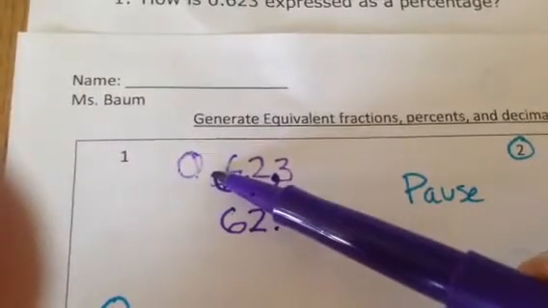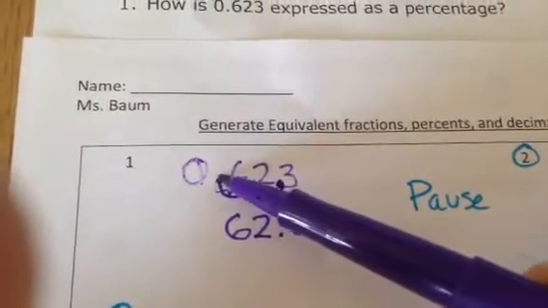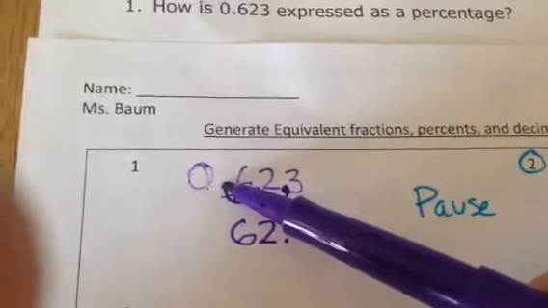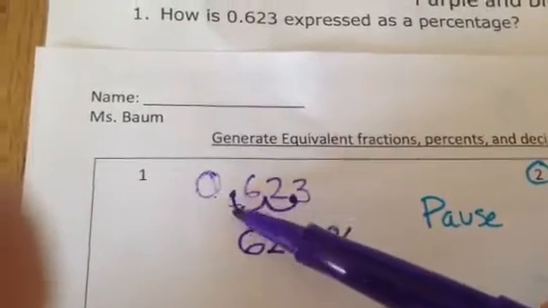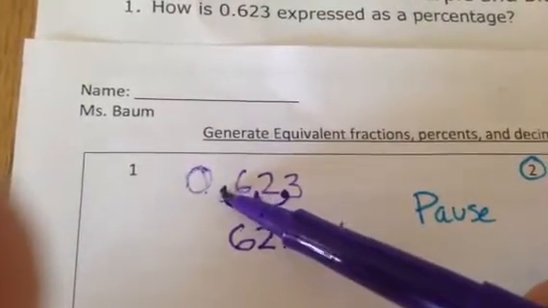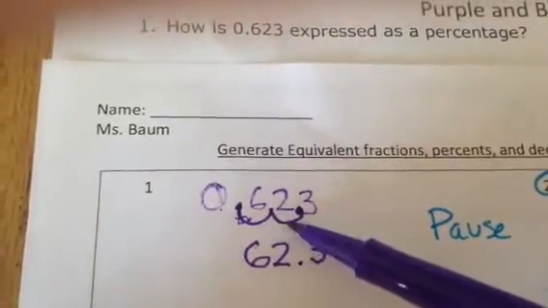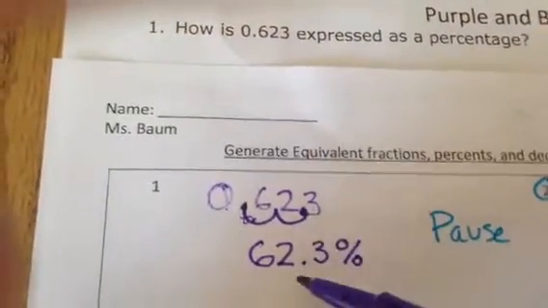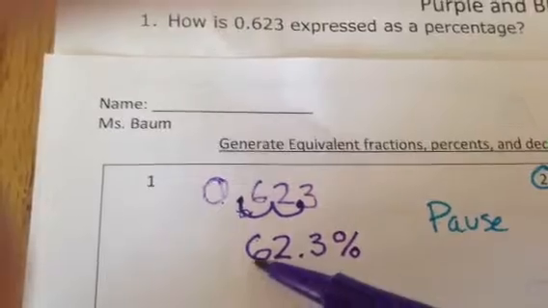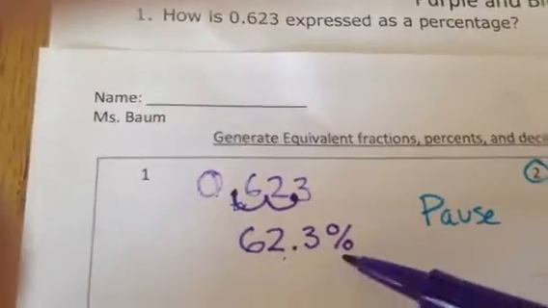And I know that a percent is out of 100, and 100 has 2 zeros. It's also moving the decimal over to the hundredths place. So I'm moving my decimal over 1, 2. And then I just have to rewrite my percent as 62.3%.